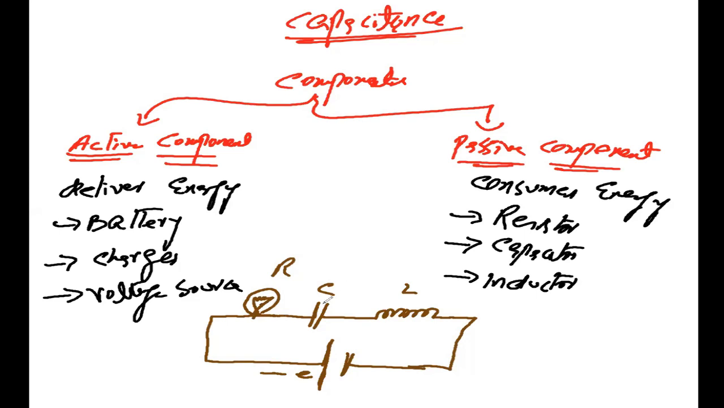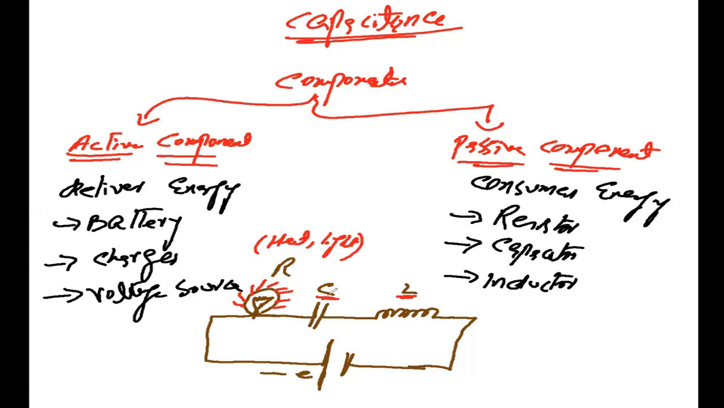Now, in these components, the resistor takes energy from the electrons and converts that energy either into light or into heat. It does the conversion into heat or light. It does not store any energy. But the capacitor and inductor will store energy.